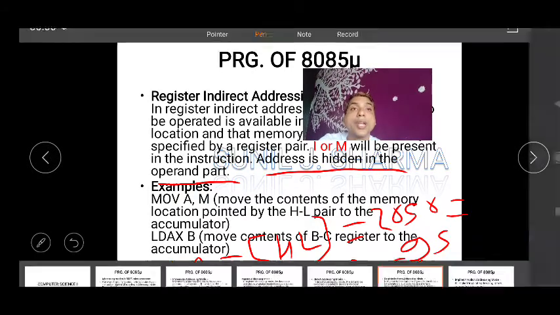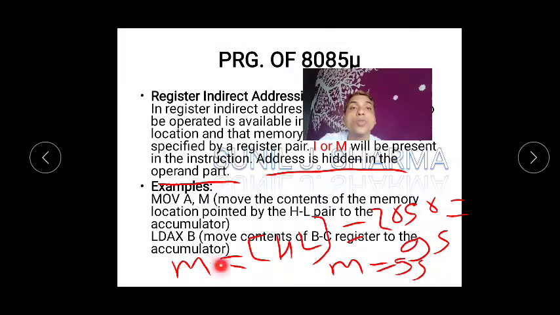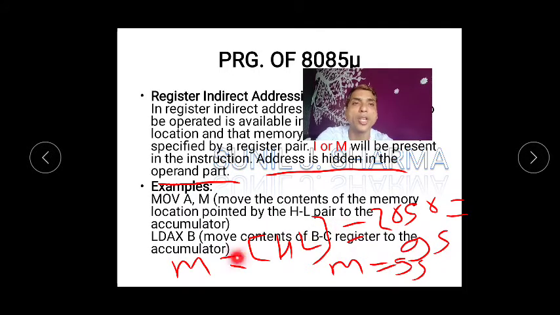So it is indirect, because first you have to go to the HL pair. The HL pair will give you some address, and at that address you will have some data, and that data will be given to M. M is a little complicated, in the sense that first of all you have to search one pair. That pair is nothing but HL, because M means HL, and HL will have some address, and at that address you will have some data that you have to store in M.